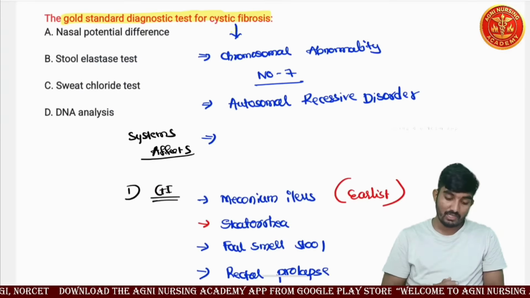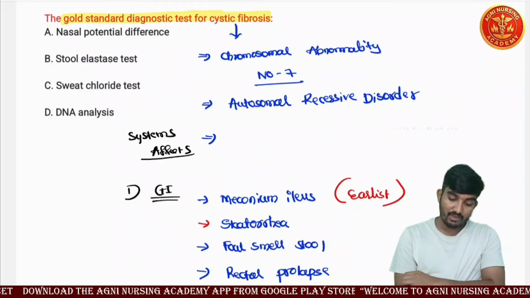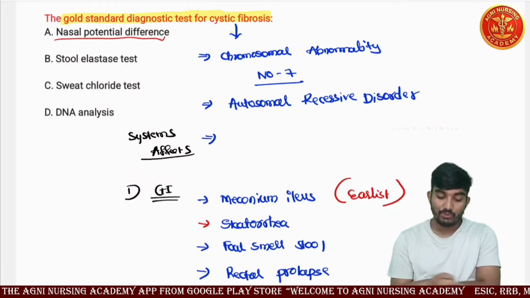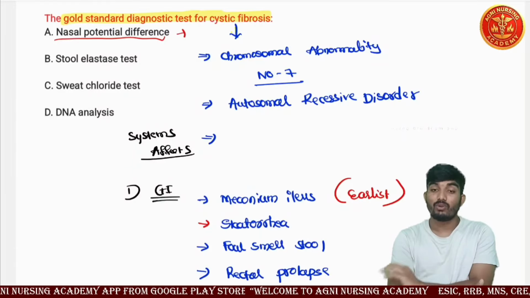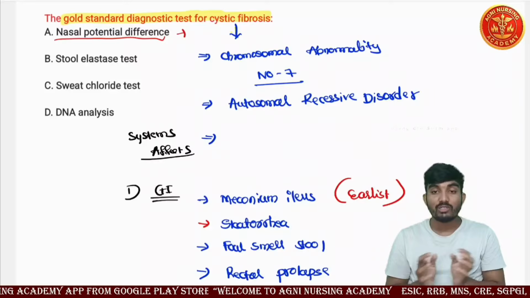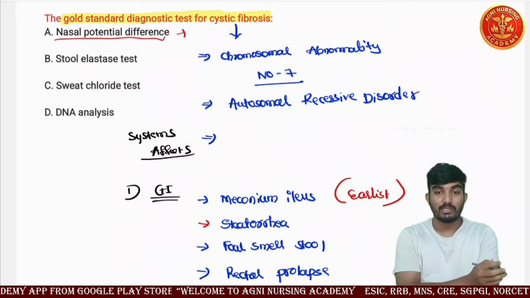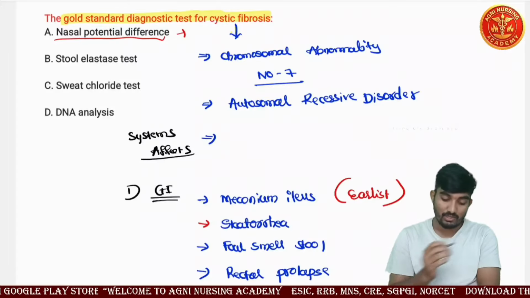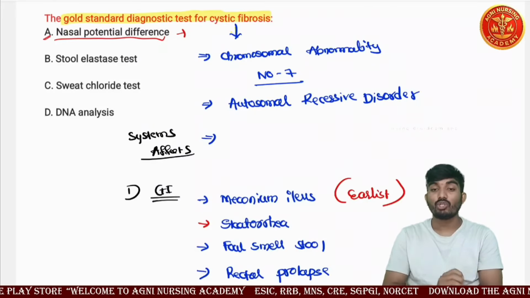Now we will see the answer for our first question. What is the answer? Nasal potential difference. Yes, this test will be done after the sweat chloride test, because if we cannot confirm by the sweat chloride test, we can find out by the nasal potential difference test also. This is also a correct answer, but it is not the gold standard test.